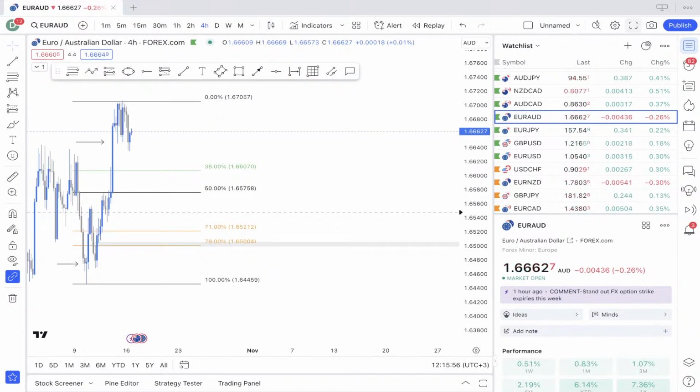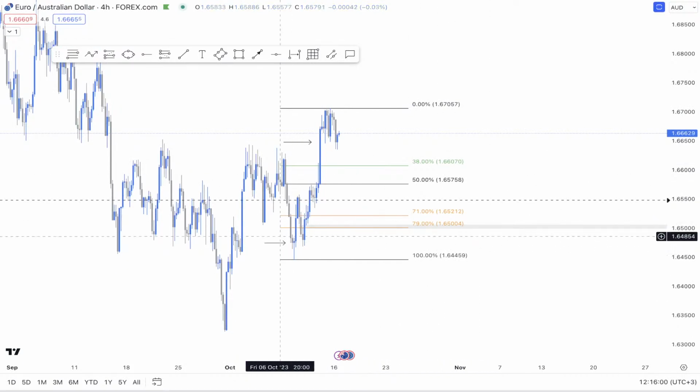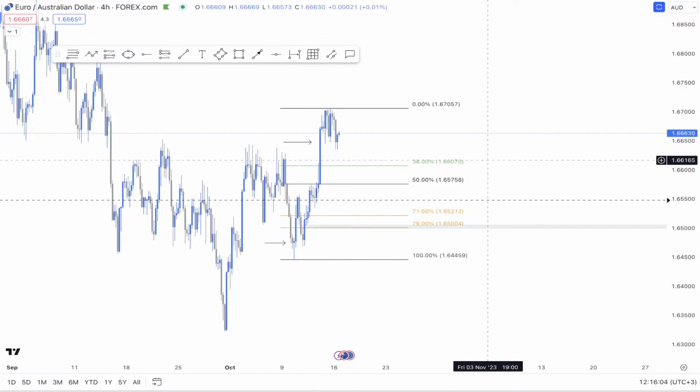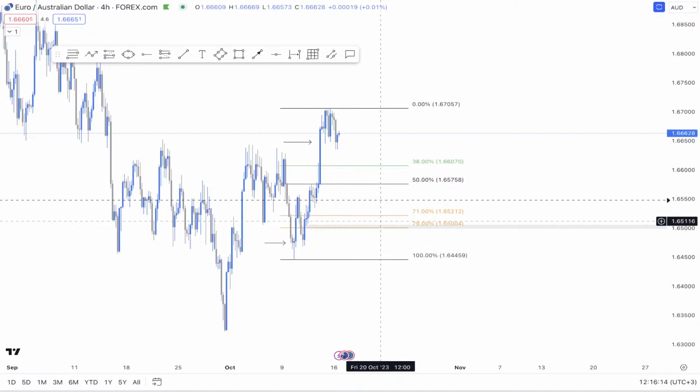Euro AUD is the next pair, and finally we have a buy limit opportunity. Liquidity sweep here, followed by an impulsive break of structure to the upside. Sorry, we broke all these highs here with this impulsive push. If we look closely, we also have this fair value gap lining up with our area of interest.